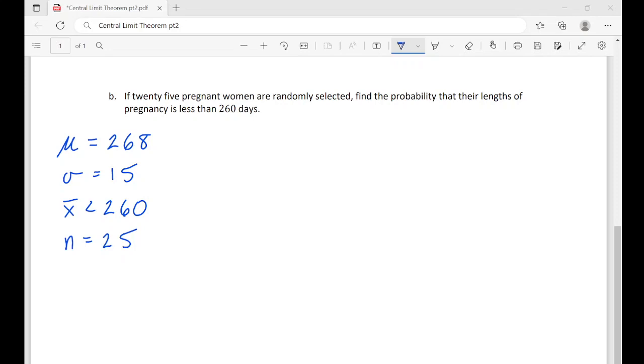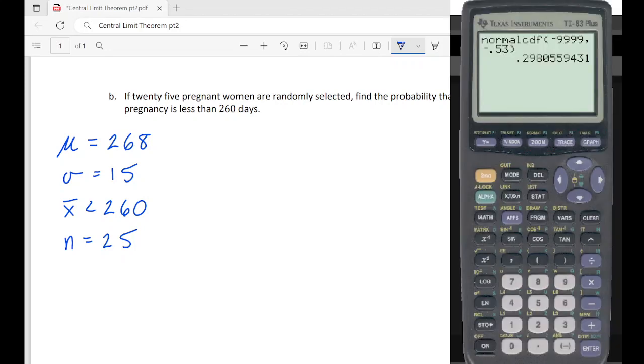So we know all of our values, and since it's a group, we're going to use the formula with the square root of n. So again, going back to our z-score formula, z equals 260 minus 268 divided by 15 over the square root of 25. And again, I would recommend doing piece by piece unless you're very confident plugging it all in one time.